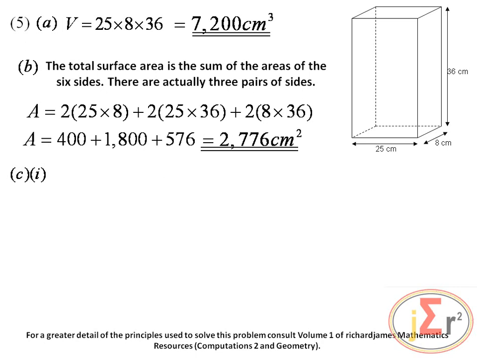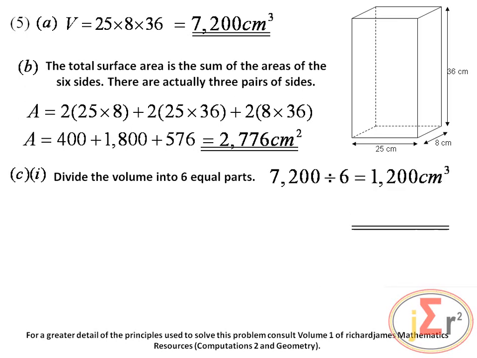The cereal from one large box can exactly fill 6 small boxes, each of equal volume. So we need to determine the volume of each small cereal box. All we need to do is divide the volume by 6, and we get 1,200 centimeters cubed.